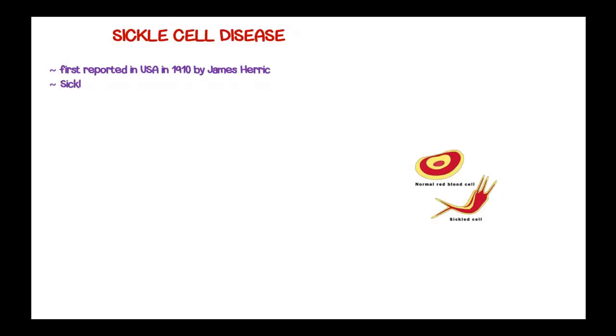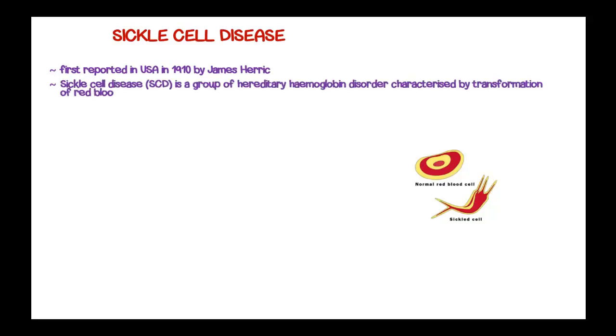Sickle cell disease is one of the hemoglobin disorders, and it was first reported in the United States of America in the year 1910 by James Herrick. It refers to a group of hereditary hemoglobin disorders that are characterized by transformation of the normal red blood cells into sickle-shaped cells on deoxygenation. It occurs because of a single-point mutation.